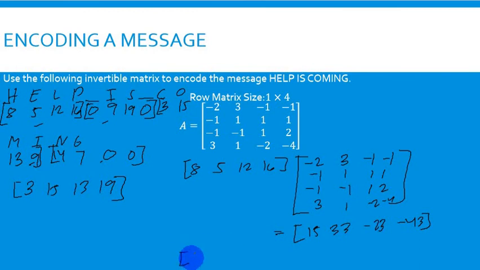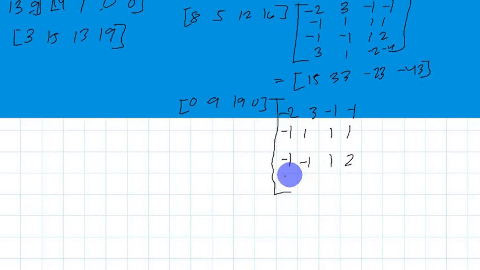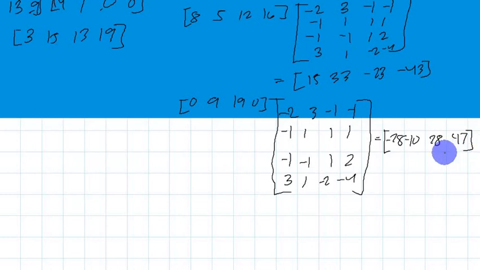If we're going to do the second one, which is 0, 9, 19, 0, then let's move it down. We are going to multiply it to our key, which is negative 2, 3, negative 1, 1, negative 1, 1, 1, 1, negative 1, negative 1, 1, 2, 3, 1, negative 2, negative 4. Once you're done multiplying this, you will get negative 28, negative 10, 28, and 47. So let's do the rest of the other row matrices.